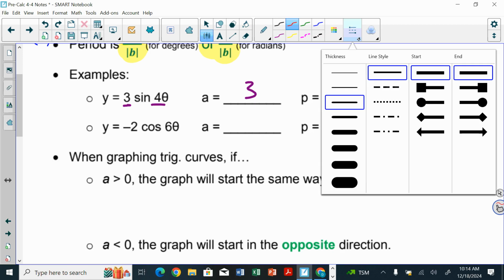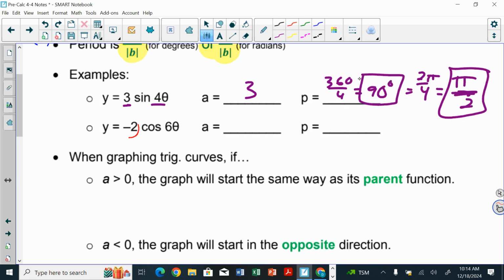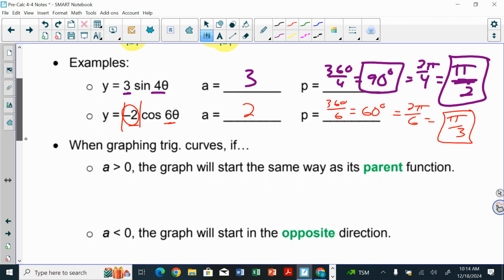If we look at this one here, our amplitude is right here, but it would be positive 2 because remember, it's the absolute value of that. And then our period length would be 360 divided by 6, so 60 degrees, so even smaller yet. And then in radians, of course, we go 2 pi divided by 6, which would be pi over 3. So that would be a much more condensed curve, okay?